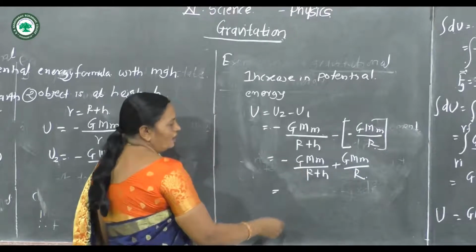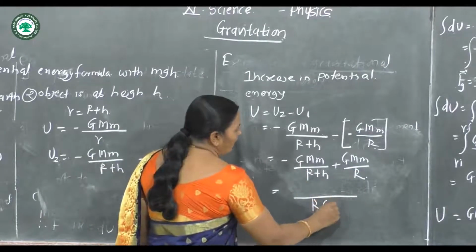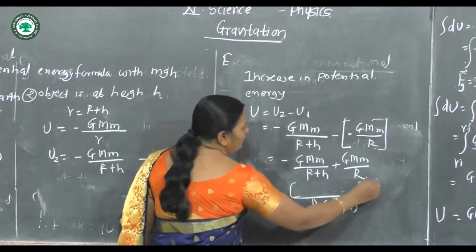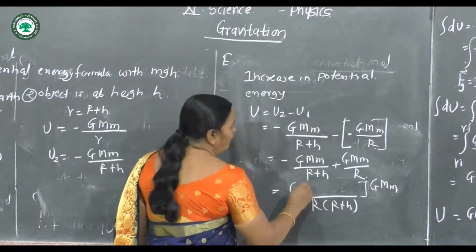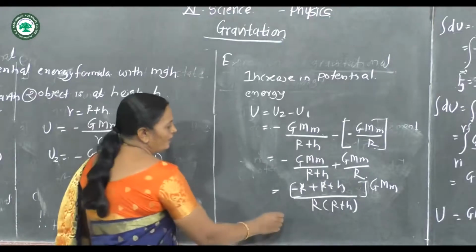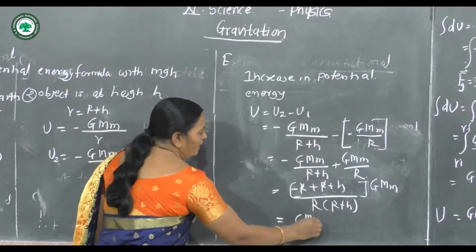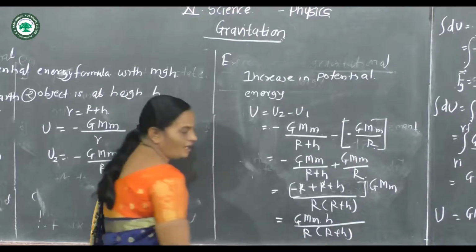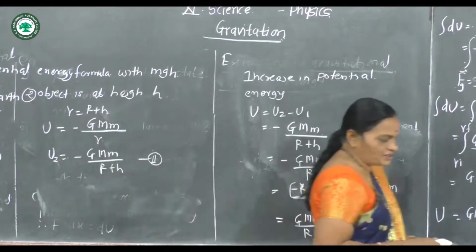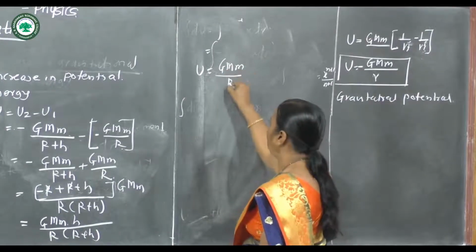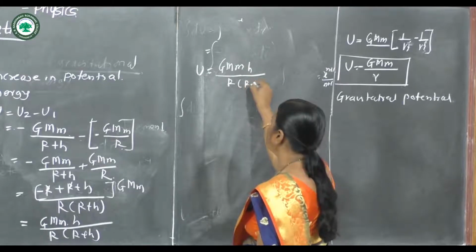If we find the LCM, we get R into R plus H. GMm is constant, so we can write G M m times R minus R plus H. R gets cancelled, and we get G M m into H divided by R into R plus H. Again simplifying, we get U is equal to G M m H divided by R into R plus H.